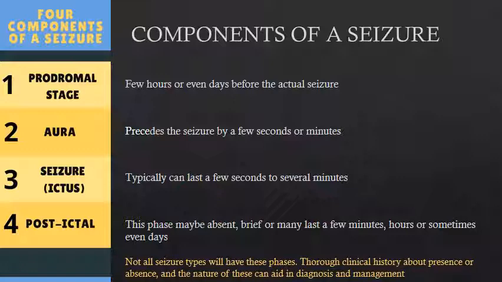These four phases usually occur on a timeline. The important thing to note is that not all patients will have all four phases, and not all types of seizures will present with all four phases. A thorough clinical history about the presence or absence of these four and the nature of these phases can aid in diagnosis and management.